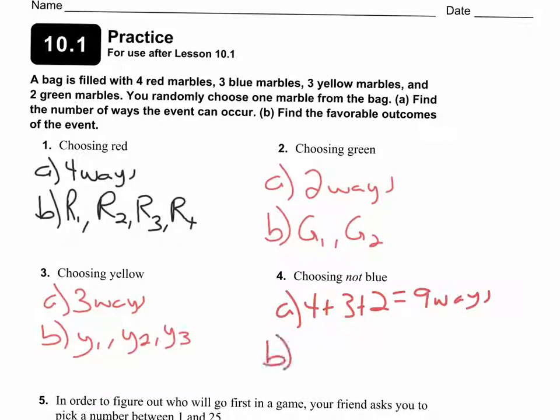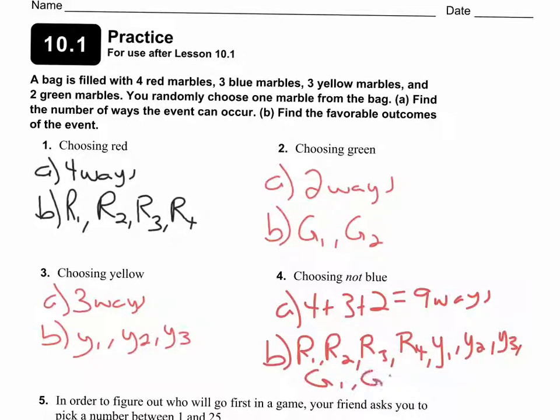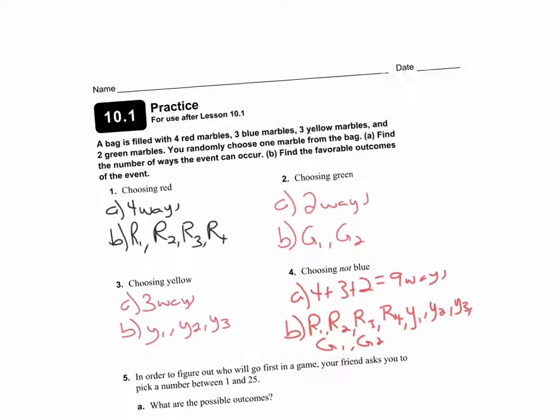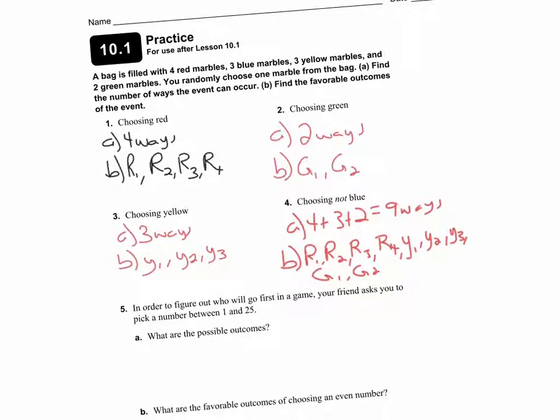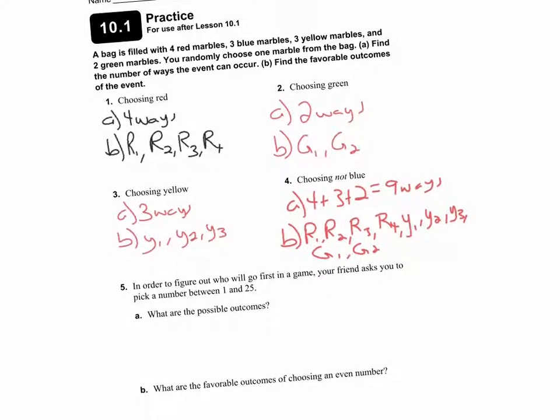And now favorable outcomes. This is long. So R1, we could choose R2, we could choose R3, or we could choose R4. Okay, then we have our yellow. So yellow 1, yellow 2, or I could choose yellow 3, and then I have my green, so green 1, or I could choose green 2. So those are my favorable outcomes, and there's 9 different ways I can choose not blue.